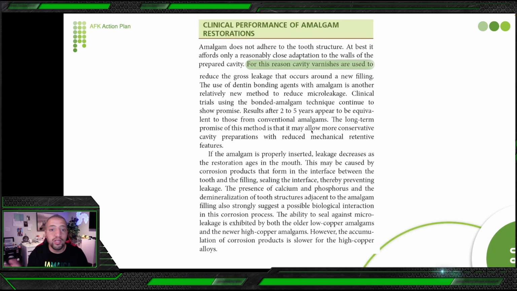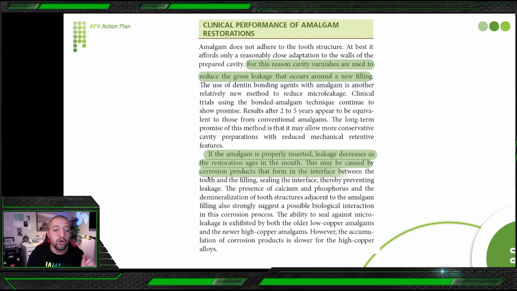Let's see what is happening here for the liner and cavity varnish. For this reason, cavity varnish is used to reduce the marginal leakage that occurs around a new filling. Amalgam does not adhere to the tooth surface, so we want to reduce the leakage, and we use cavity varnish at the beginning of the filling's lifetime. But if the amalgam is properly inserted and condensed inside the cavity, without moisture contamination, that is correct. Leakage decreases as the restoration ages in the mouth.